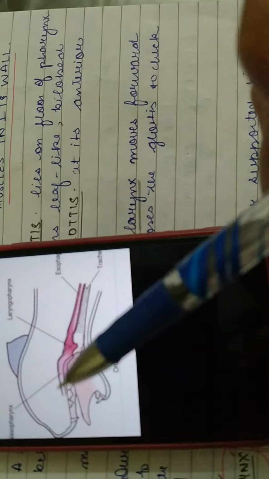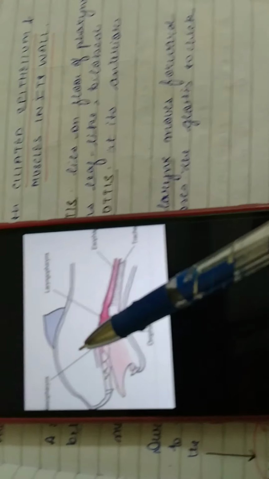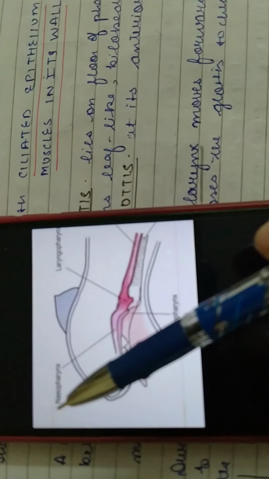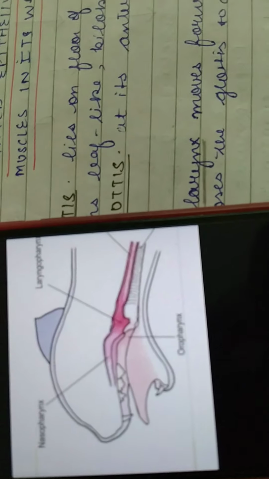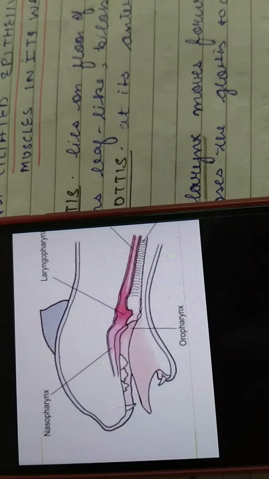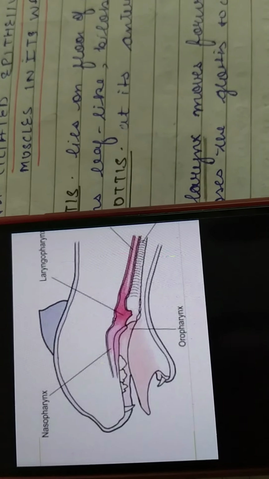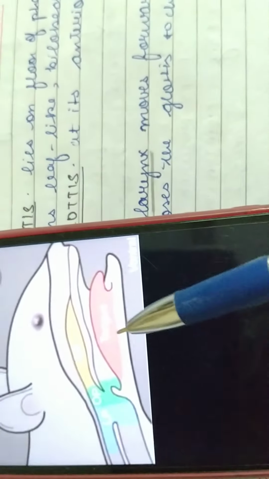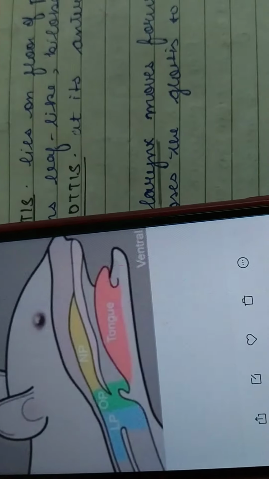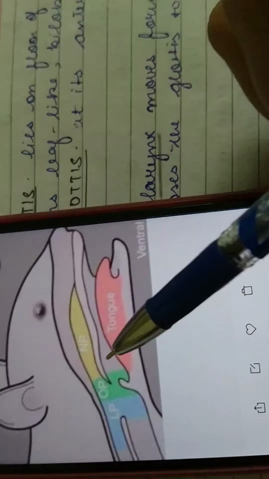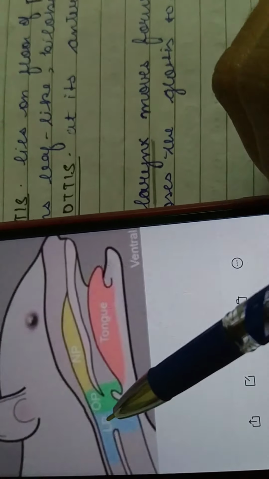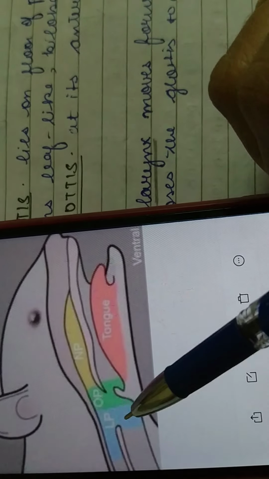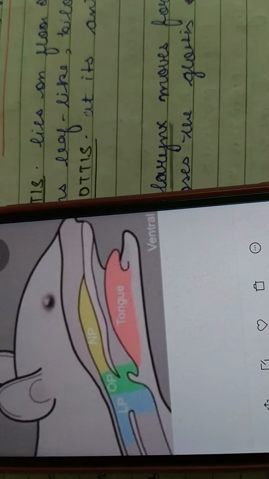As shown in this diagram, the pharynx is firstly divided into the nasopharynx, then oropharynx, and laryngopharynx. We can also learn from this diagram that the pharynx is divided into three parts. The yellow portion is nasopharynx, oropharynx, and laryngopharynx. I hope you guys understand it.